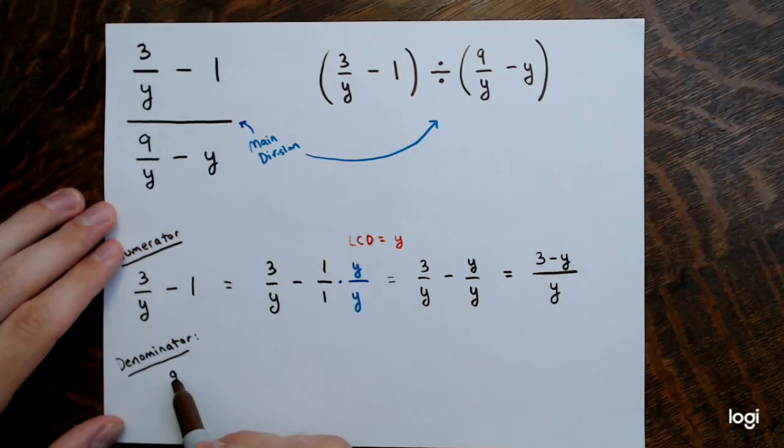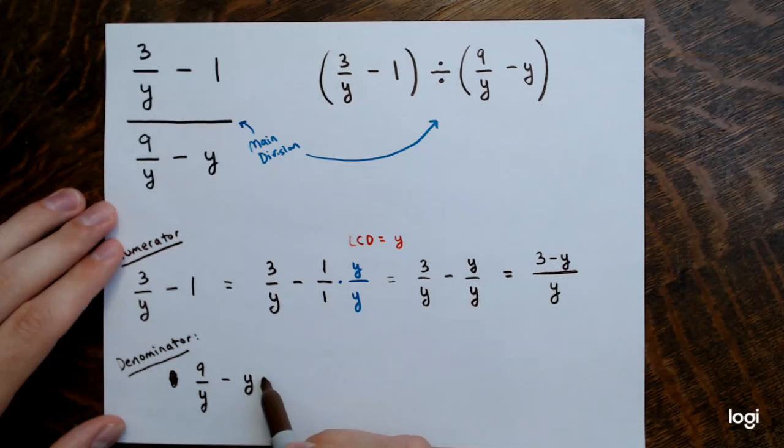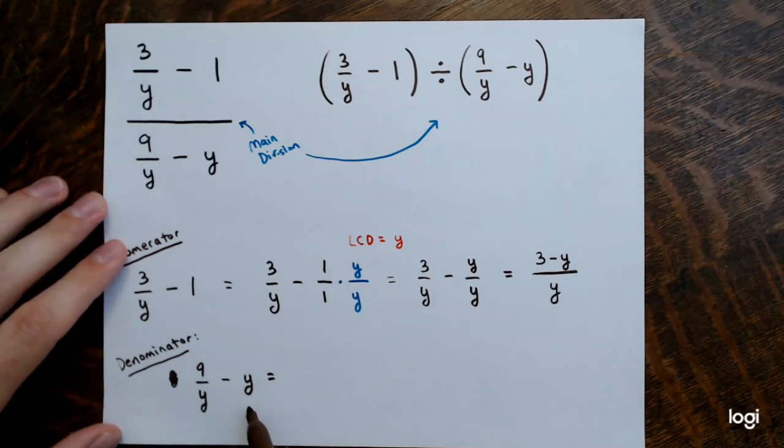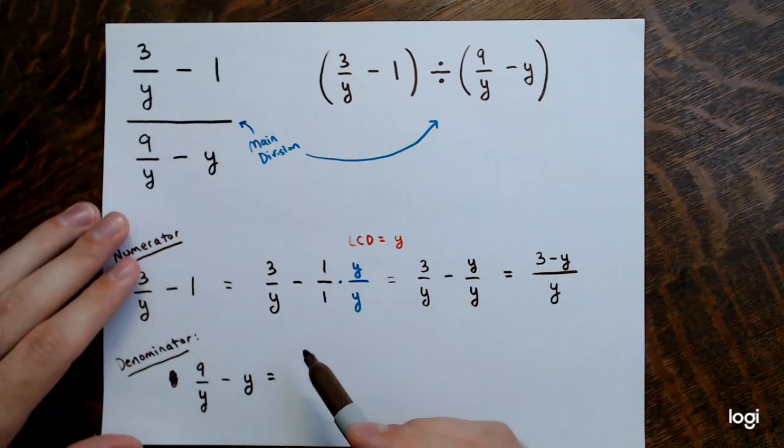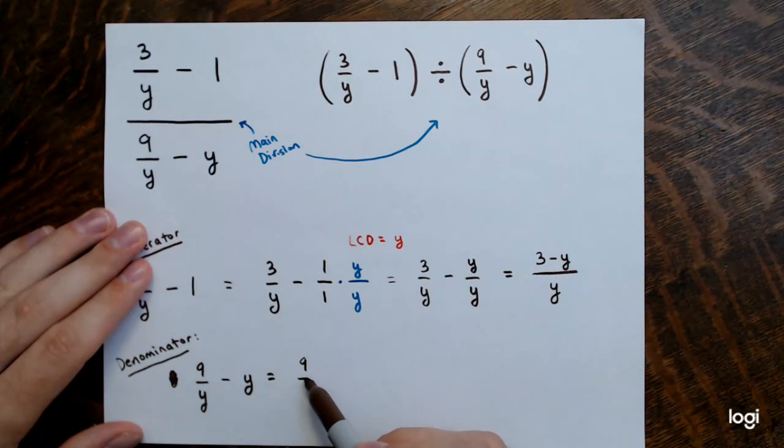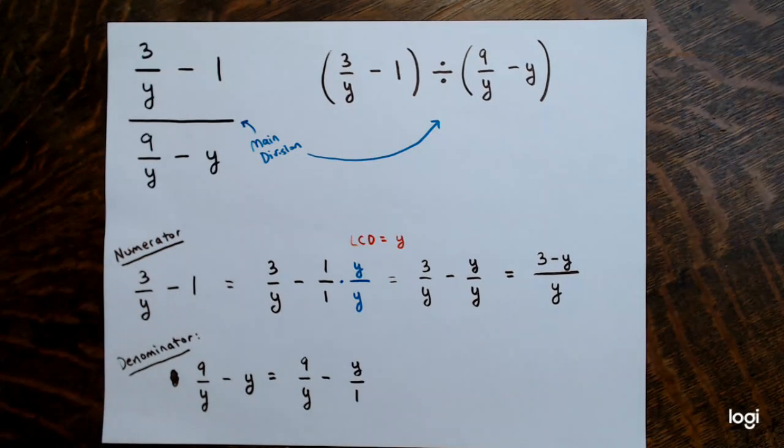So I'm taking 9 over y, and then minus y. Well, same problem here, right? I have something without a denominator. Well, if it doesn't have a denominator, it has a denominator of 1, technically. So that's 9 over y minus, and then y over 1.